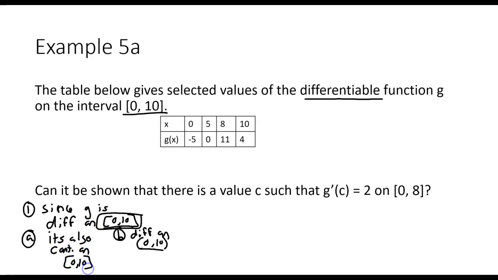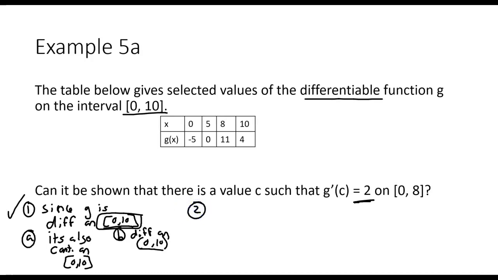If a function's differentiable, then it has to be continuous. We learned that back in Unit 4. So that alone tells us that we can apply the MVT to this table, but it doesn't tell us that it has to equal 2. So we have a little bit more work to do. But we do know that we are allowed to apply the mean value theorem to this table, okay? Because they told us it's differentiable. All right, so we're going to move on to step 2.